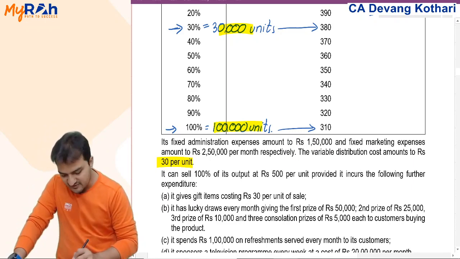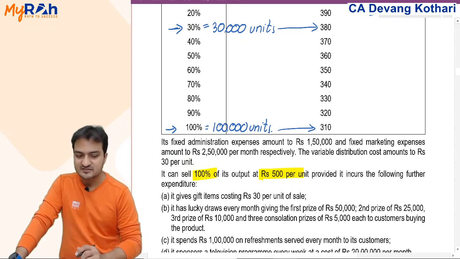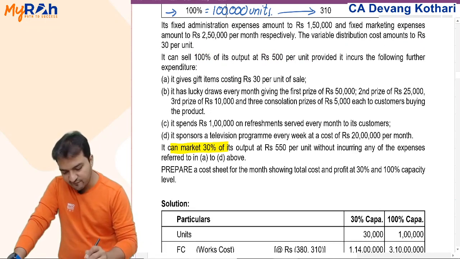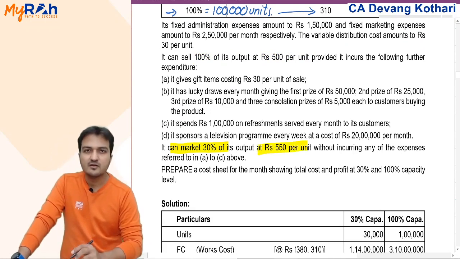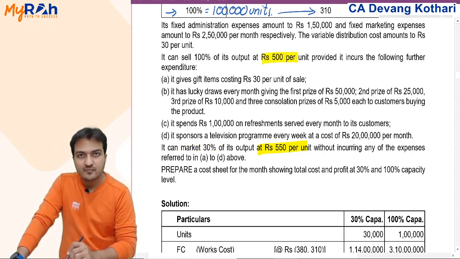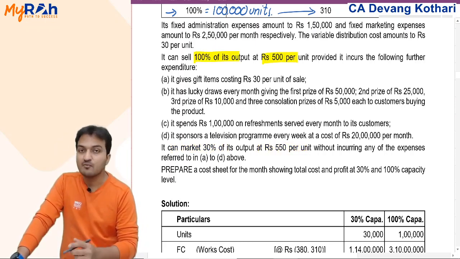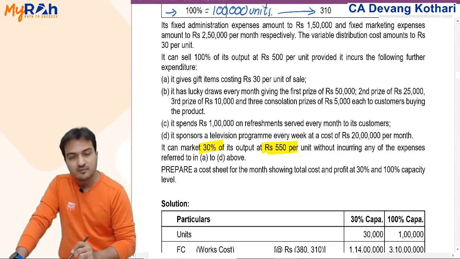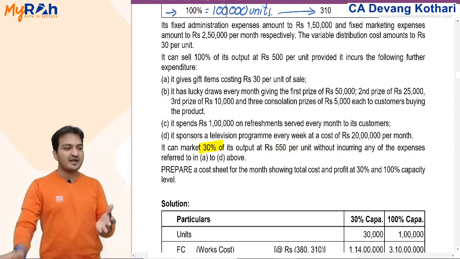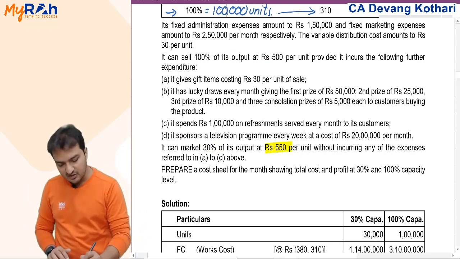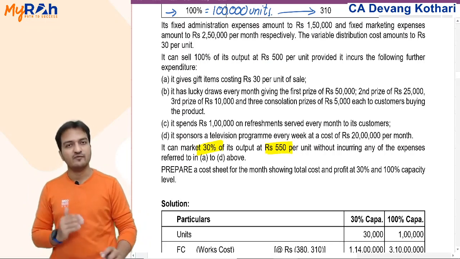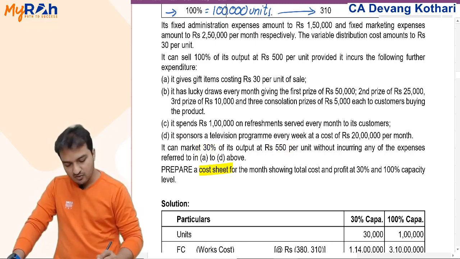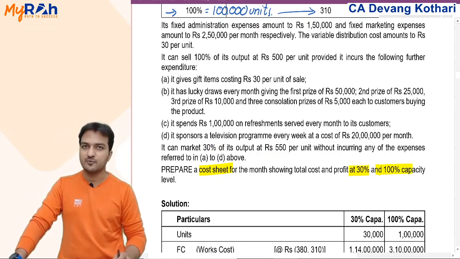It can sell 100% of output at 500 per unit. This is the selling price given. But look at this line also. It can market 30% of its output at 550 per unit. So if I keep the selling price at 500, then I can sell 100% output, all 1 lakh units. But if I keep the selling price at 550 per unit, then I can sell only 30% output, only 30,000 units. Naturally, your simple law of demand: if you charge a higher price, then the demand will be lower. They have given two different alternatives and told you to make a cost sheet at 30% and 100% capacity levels both.